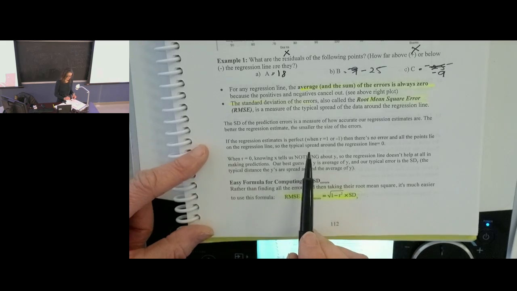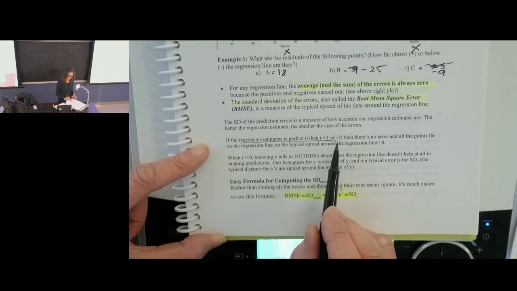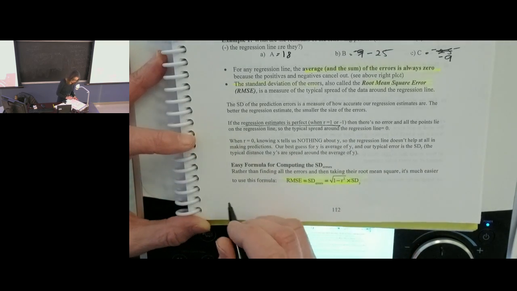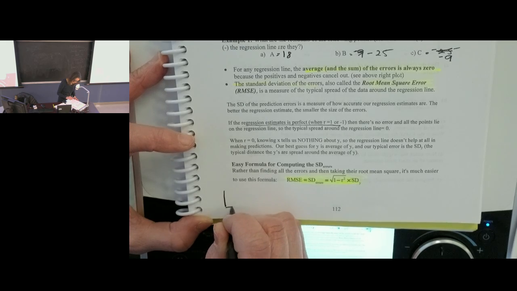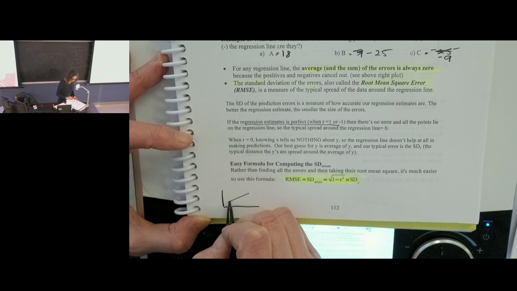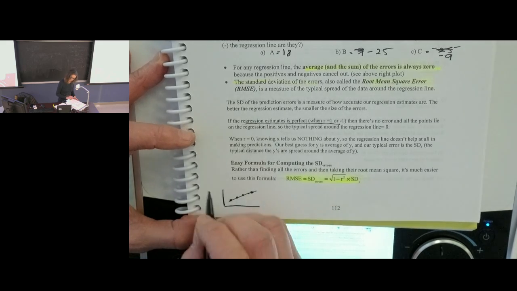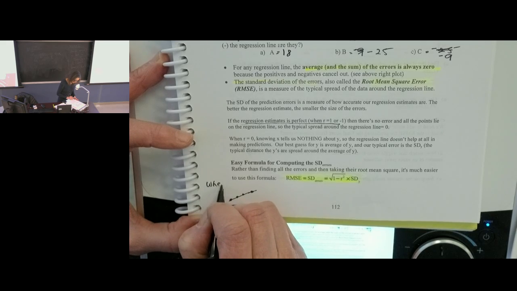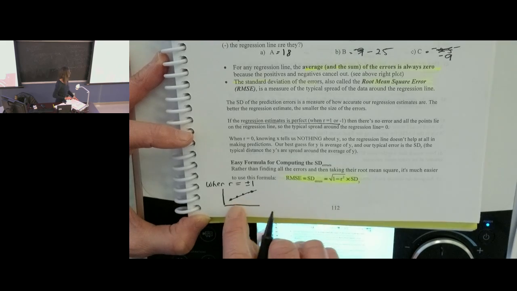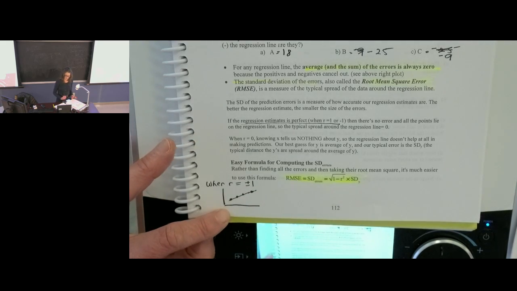Well, if the regression is perfect, when r is equal to 1 or negative 1, then there's no error, right? Let's draw a picture of it. If we were just in the positive quadrant here, every single point would have 0 error. It's on the line. This is when r is equal to either plus or minus 1. This is plus 1, minus 1 would just be pointed down. All right, so that's no error.